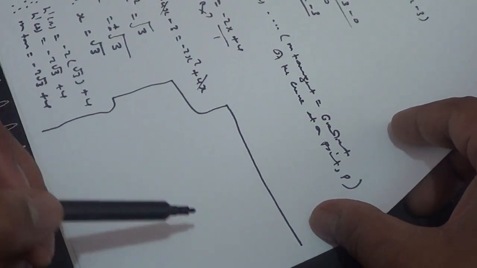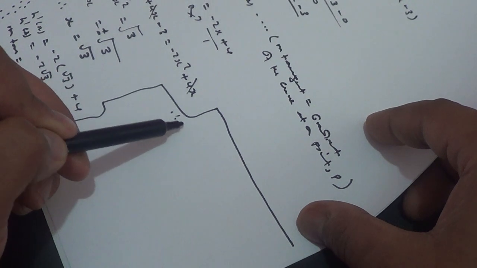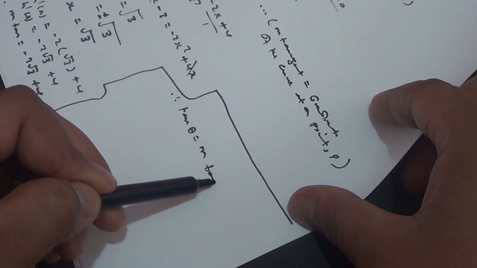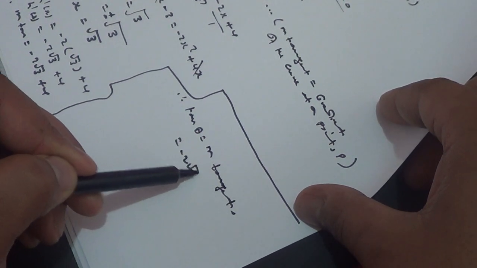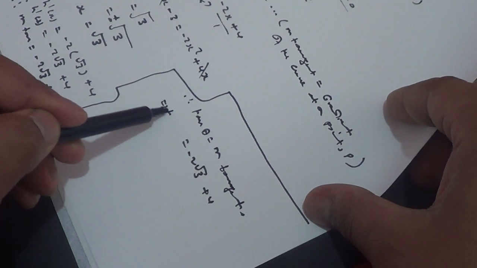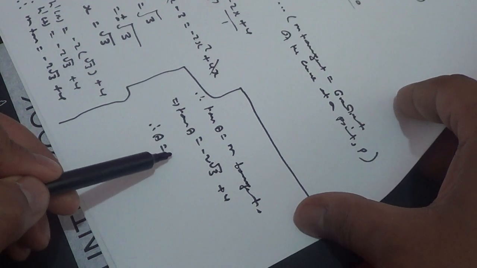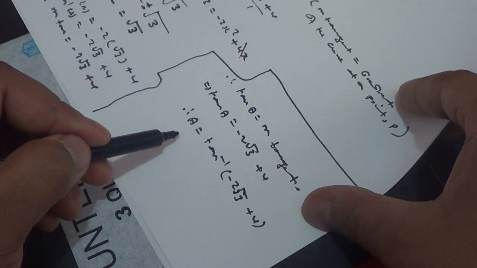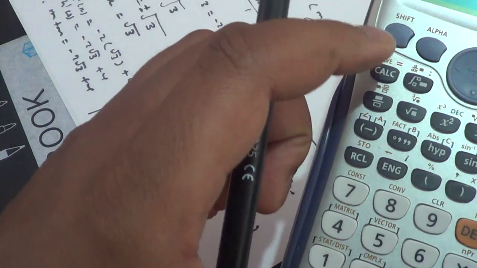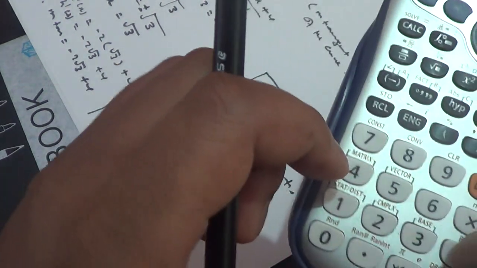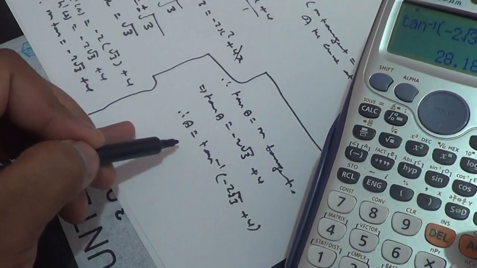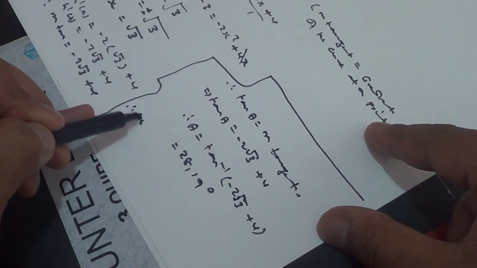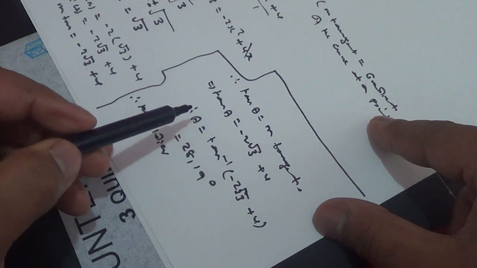So from here, we can say effectively, therefore, tan theta is equal to the gradient of the tangent, which is minus 2 root 3 plus 4. And say, therefore, theta is going to be equal to arctan of minus 2 root 3 plus 4. Let us see now, what is that? So arctan of minus 2 root 3 plus 4, I get 28.19 degrees.